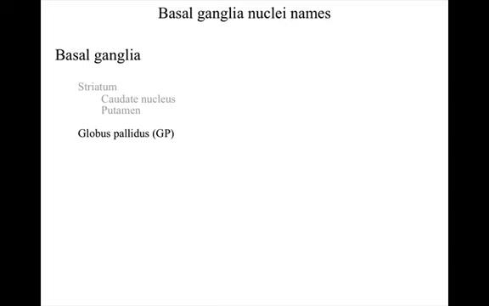The globus pallidus is a second structure that's located close to the striatum. It's subdivided into an internal segment and an external segment. The two segments are slightly separated, but they have similar neurons and differ mainly in their connectivity with other anatomical structures.